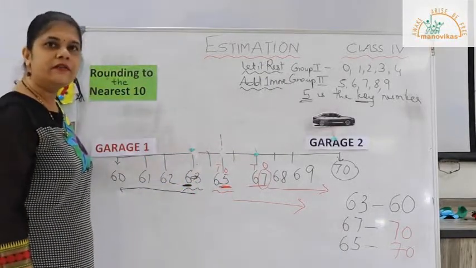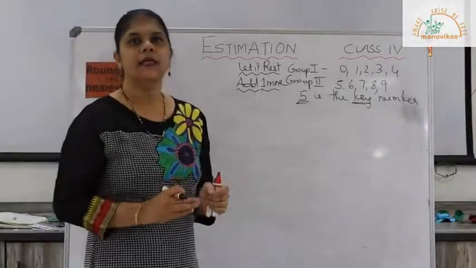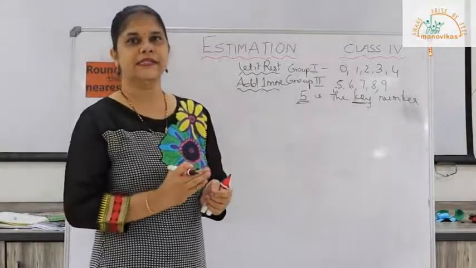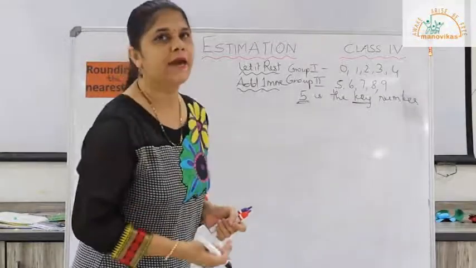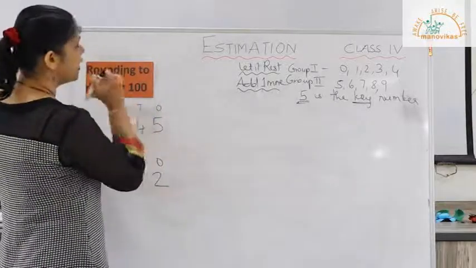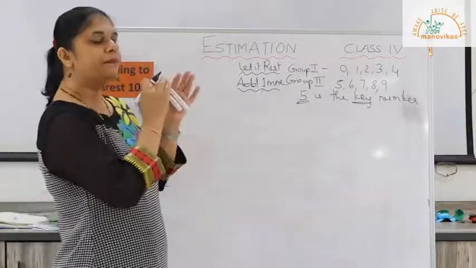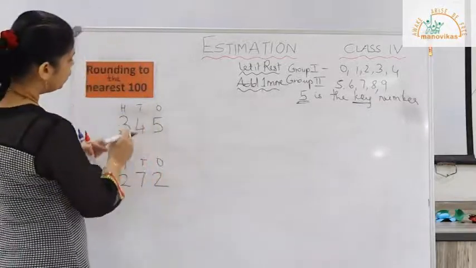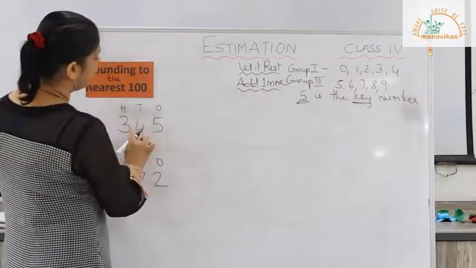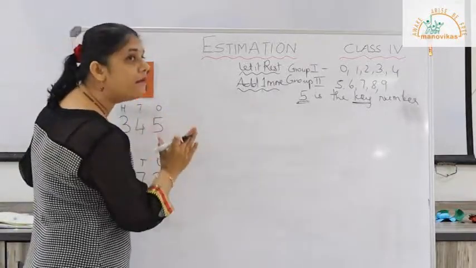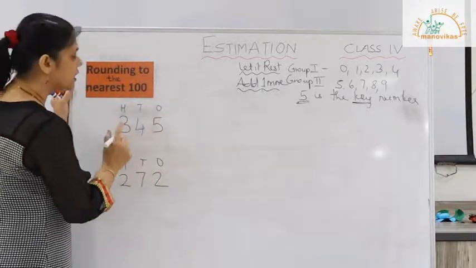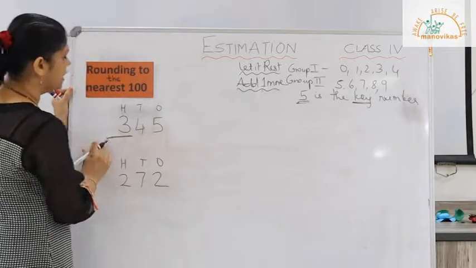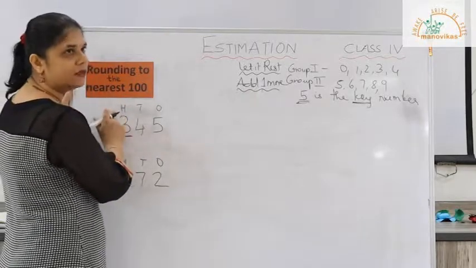Did you enjoy this, children? Now that you are clear how to round to the nearest 10, we will move to the next step, rounding to the nearest 100. Children, the procedure here is the same. Again, you need to round the number 345 to its nearest 100 now. So, first underline the digit in the hundreds place, right?